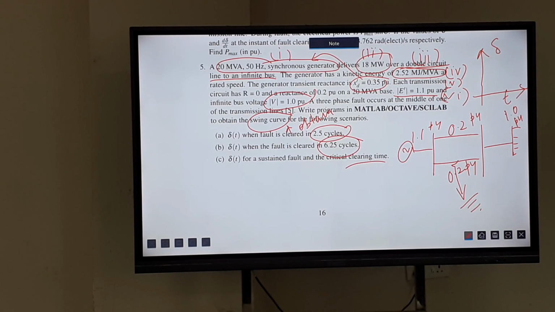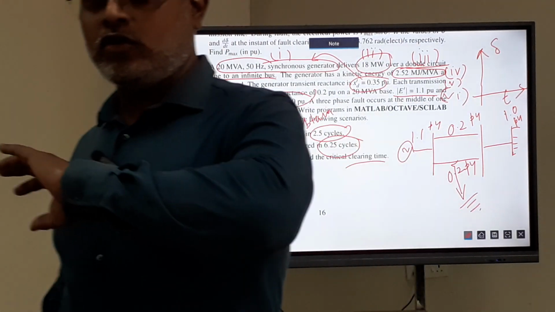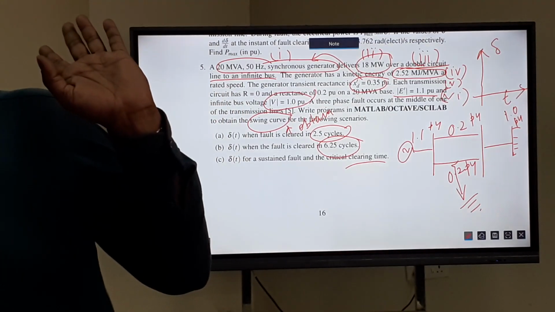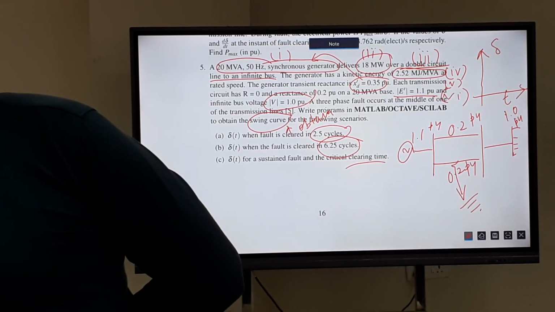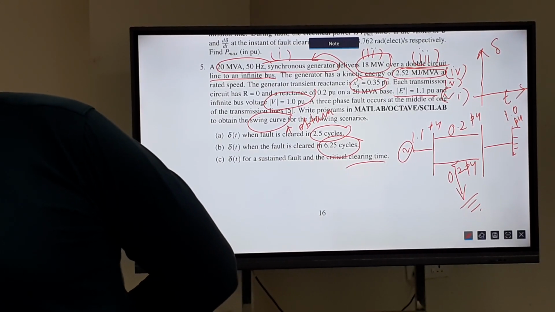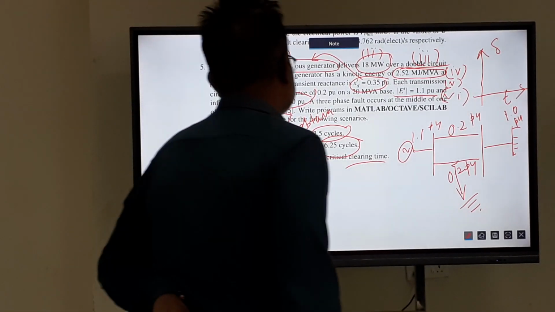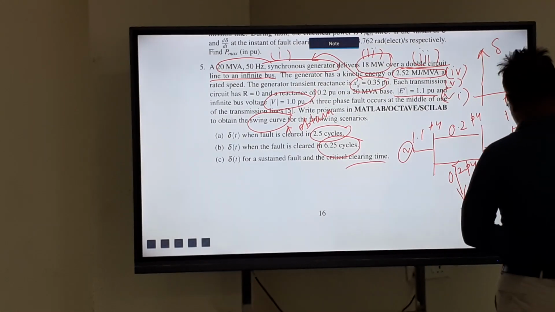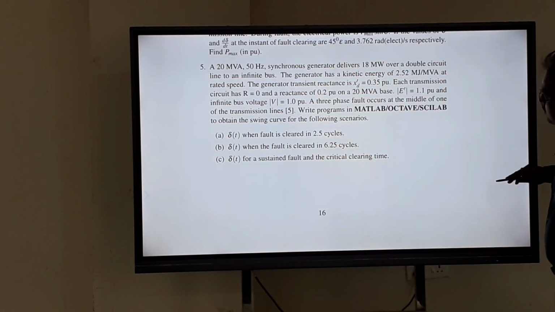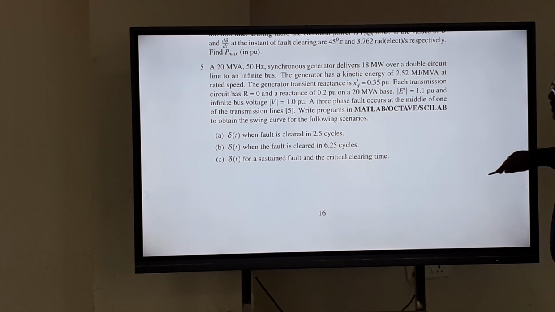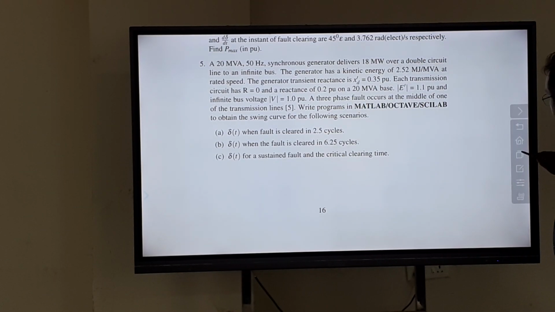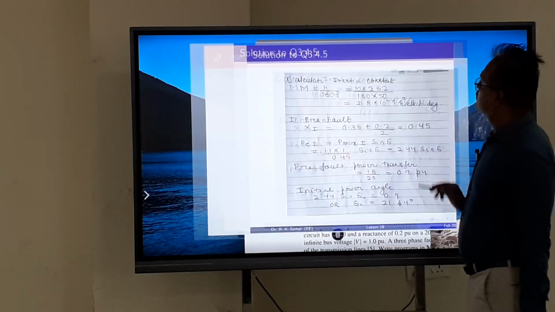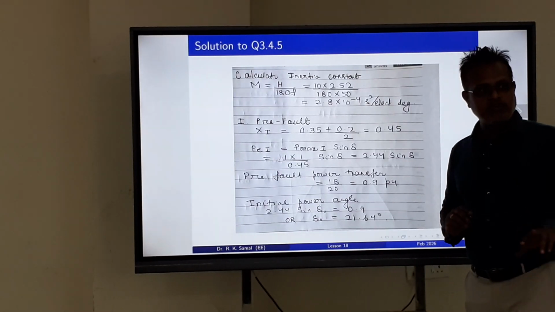So will you write the question? Don't write the whole question, just write these parameters so that when you solve it, you can refer to them. Write the parameters. Now directly I go to the end, the solution.